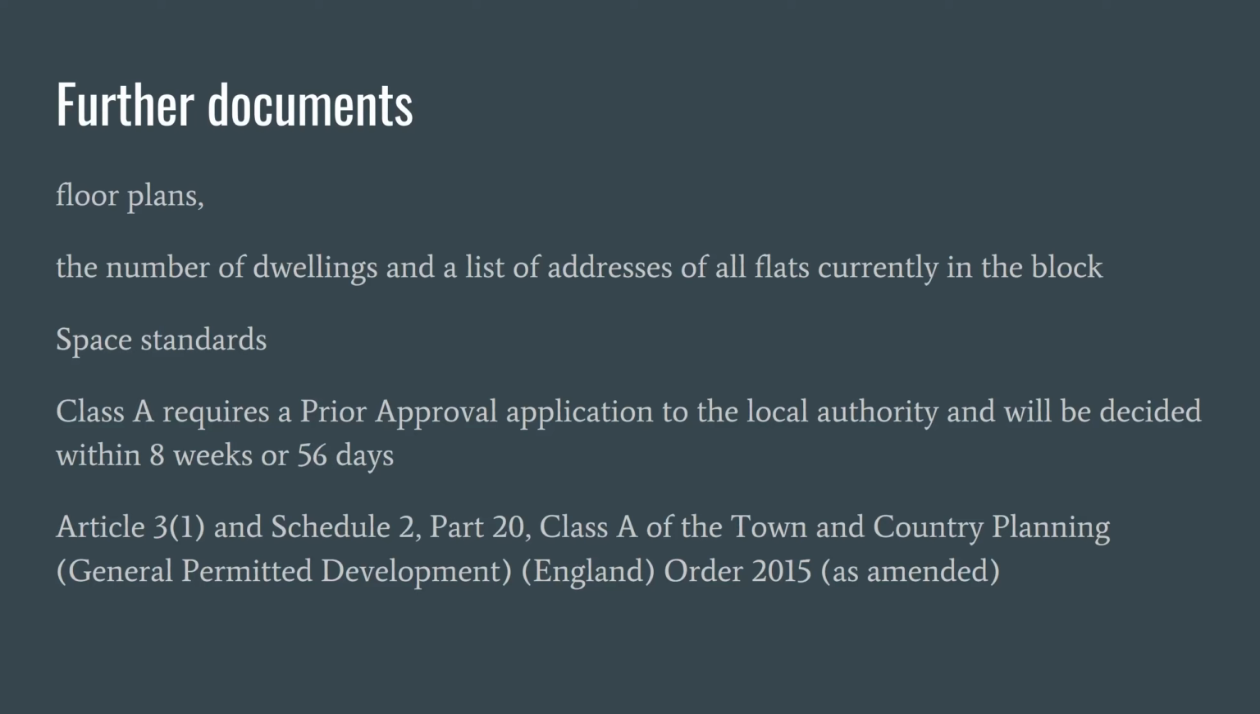Now, Class A is a prior approval application which will be determined within 8 weeks or 56 days. You can find more on Class A under Article 3.1, Schedule 2, Part 20 of the Town and Country Planning Order 2015 as amended. You can look further into details of what we've just gone through and see if there's anything that you want to target and ask more questions on. I'm free to answer those questions in more detail.